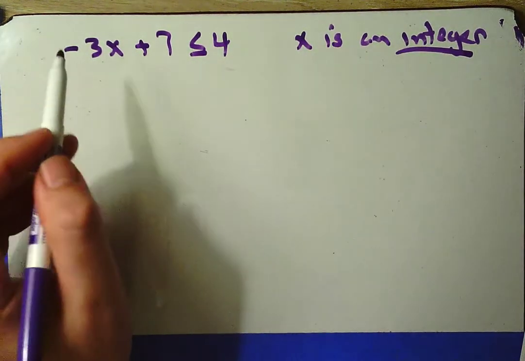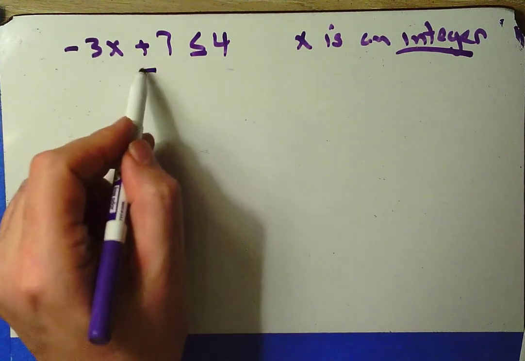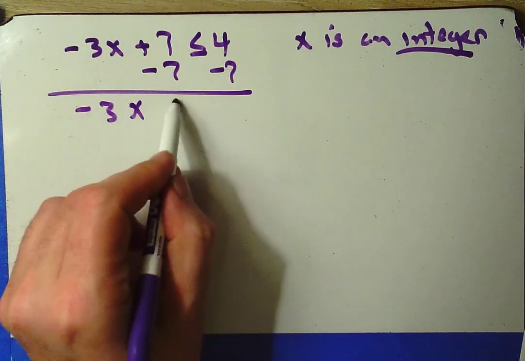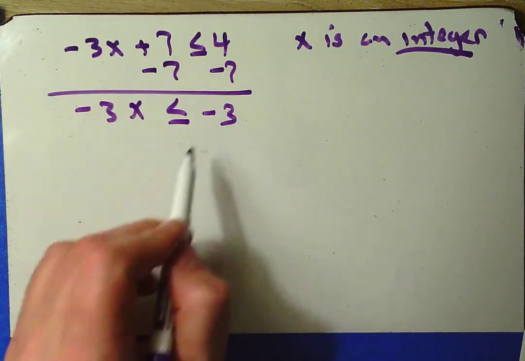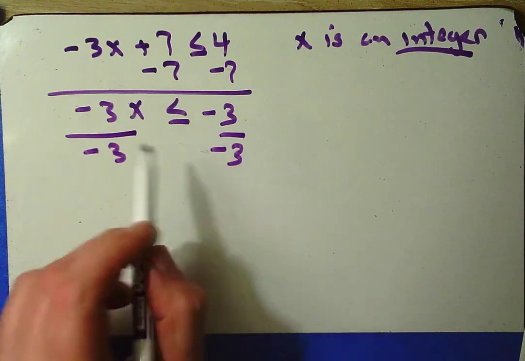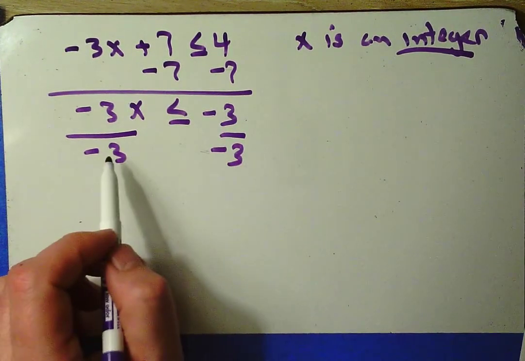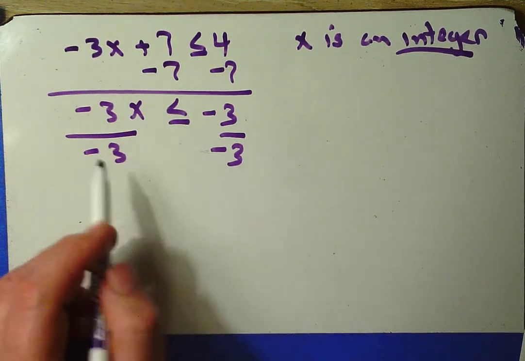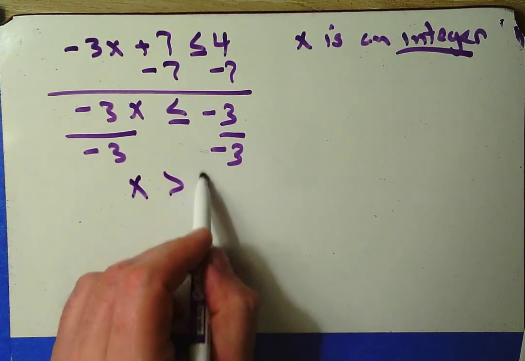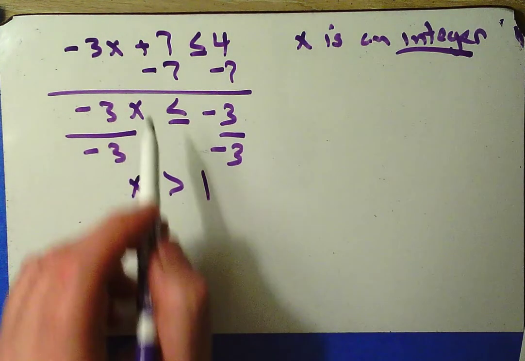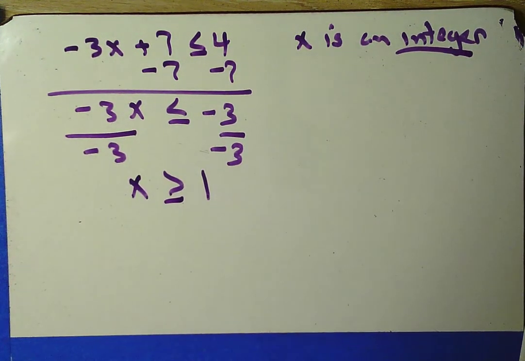All right, so the first thing I'm going to do is subtract 7 from both sides, and I'm going to get negative 3x is less than or equal to -3. And then I'm going to divide both sides by -3. Remember, when we divide or multiply both sides of an inequality by a negative number, we change the direction of the inequality, and we get, I'm sorry, x greater than or equal to 1.